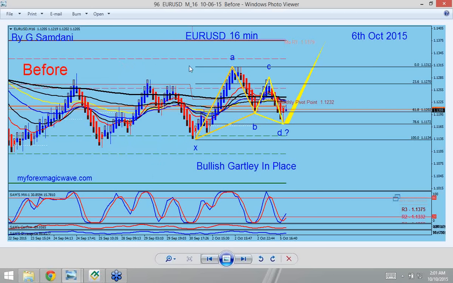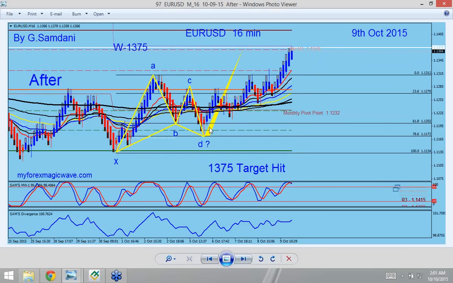So this was a bullish Gartley in place back on October 6th, not too long ago, right? 6th of October, and this is the chart that I made. This is what I do: I make the chart beforehand, then I send out these charts immediately to my subscribers so that they can make the entries and take the trade. So this was the chart, and then today we finally got to this point here.